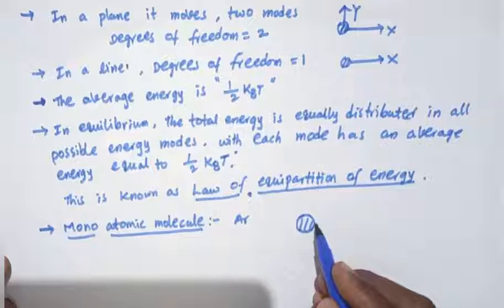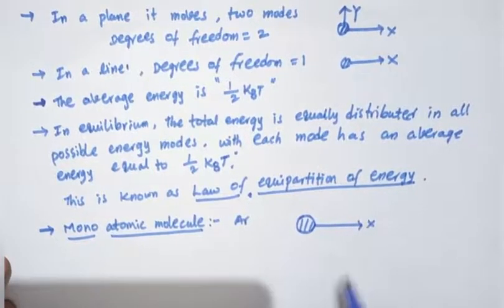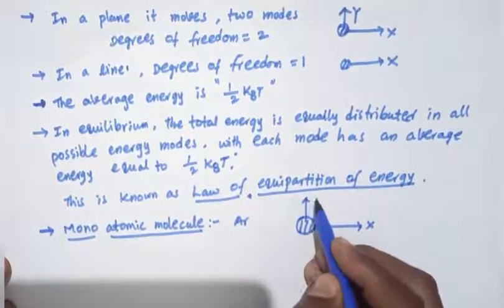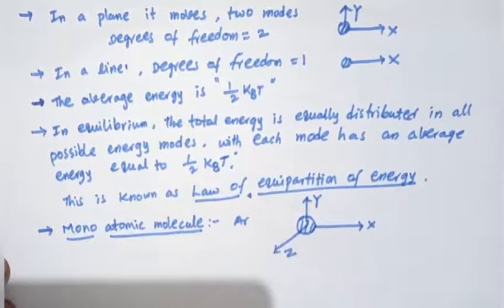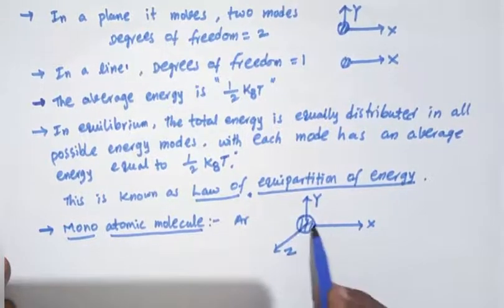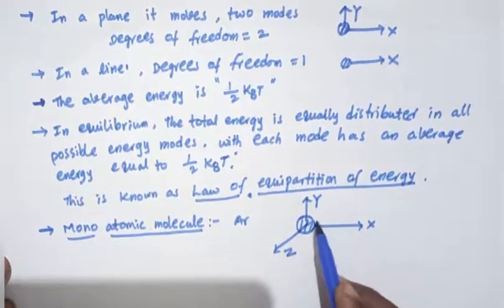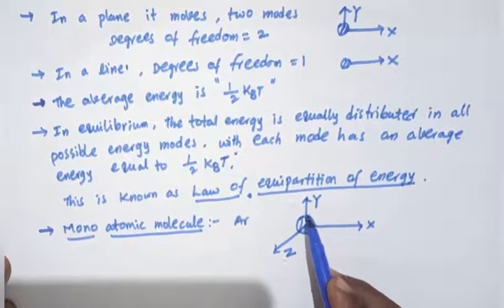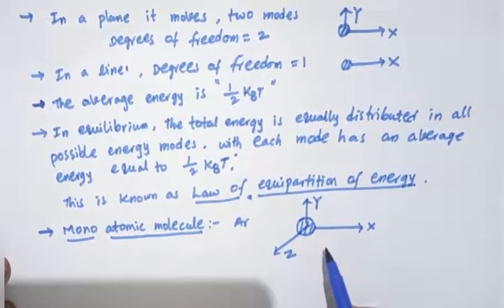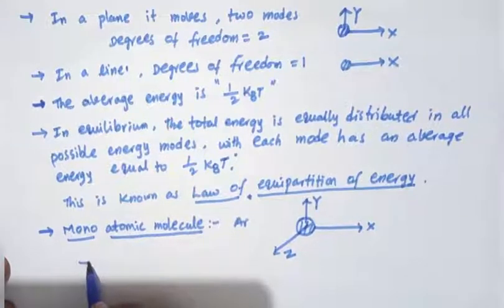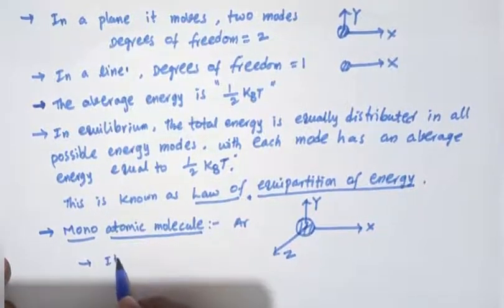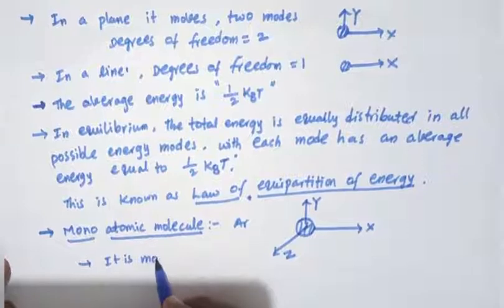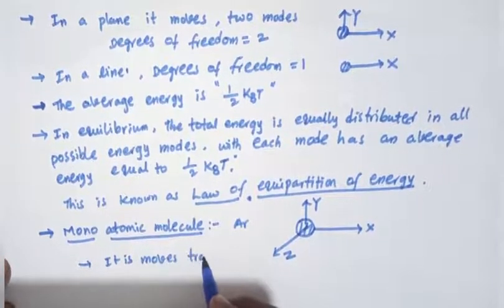This monoatomic molecule moves along the x direction, along the y direction, and along the z direction. So it has only translational motion. It does not have vibrational motion, and it does not have rotational motion. This argon monoatomic molecule only moves with translational motion.